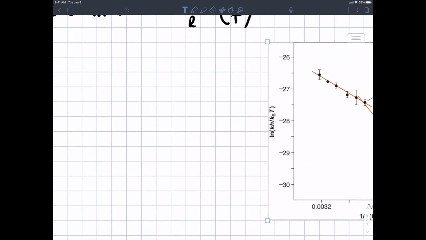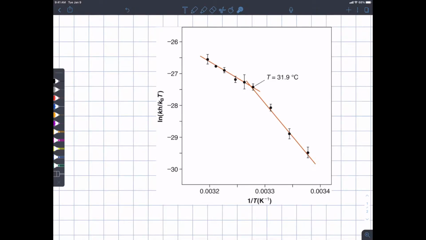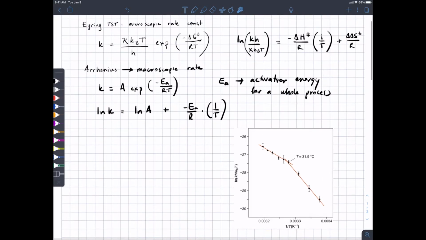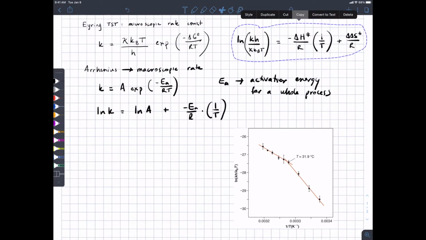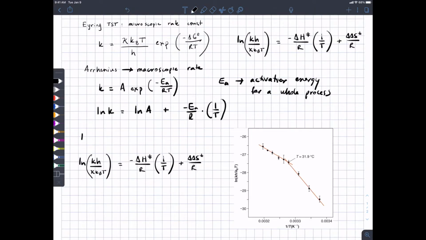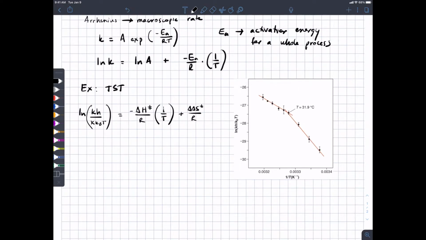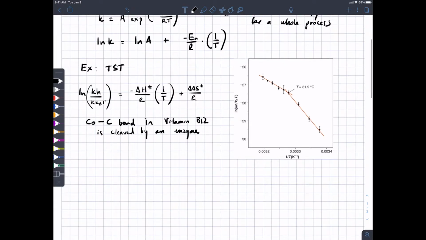So this is an Eyring plot. On the y-axis, you've got natural log of rate constant times Planck's constant divided by Boltzmann's constant times temperature, and then they're plotting it versus 1 over T. So we're using here an example of Eyring transition state theory analysis. And the idea is they were monitoring the rate of a reaction in which the cobalt-carbon bond in vitamin B12 is cleaved by an enzyme. And the precise identity of the enzyme isn't important for what we're going to talk about today.